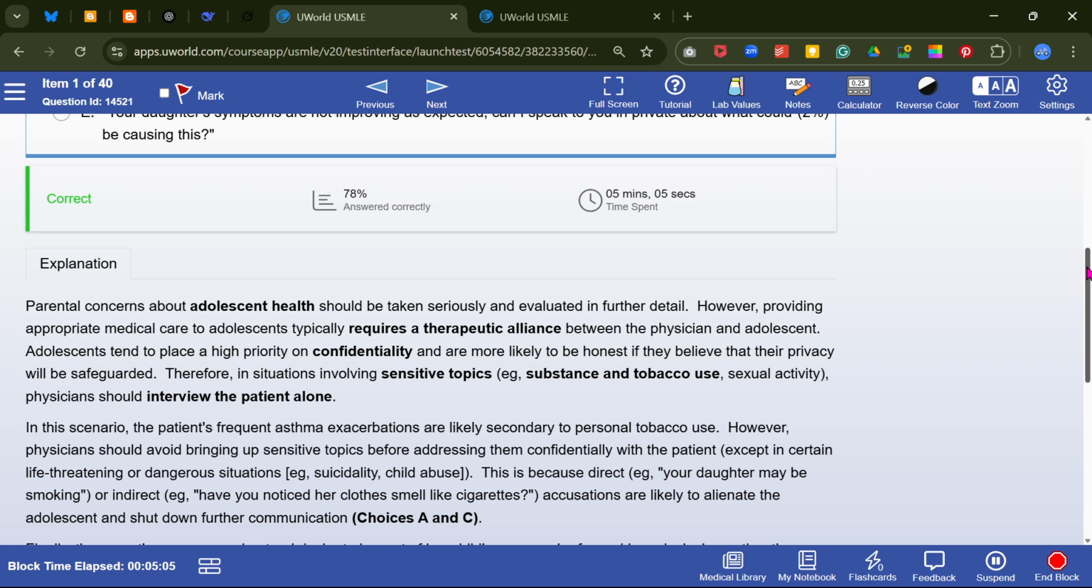In this scenario, the patient's frequent asthma exacerbations are likely secondary to personal tobacco use. However, physicians should avoid bringing up sensitive topics before addressing them confidentially with the patient, except in life-threatening or dangerous situations, such as suicidality or abuse. This is because direct accusations (your daughter may be smoking) or indirect ones (have you noticed her clothes smell like cigarettes) are likely to alienate the patient and shut down further communication.